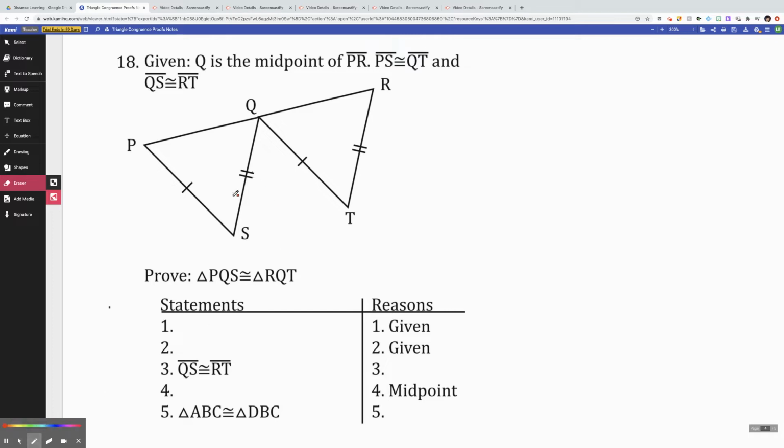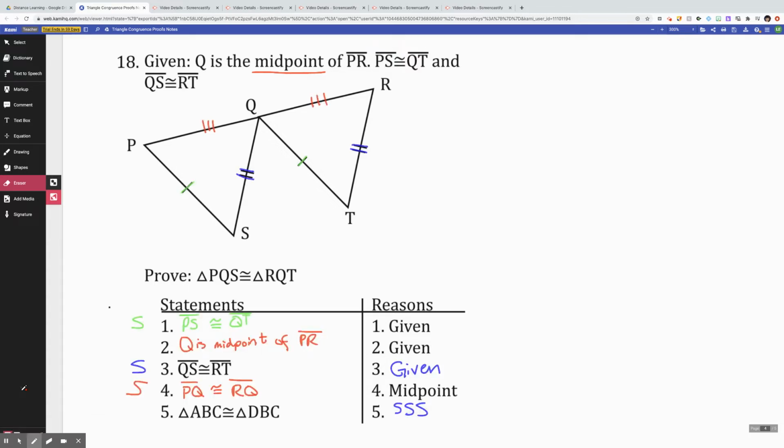All right, so we've got another one that's partially filled in here for you, and we are dealing with a midpoint, right? And we have some sides that are marked as congruent. I want you to give this one a try, and then we will see how you did. So pause the video, give this one a try, and then come back and check your answer.